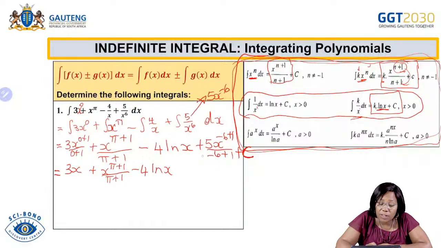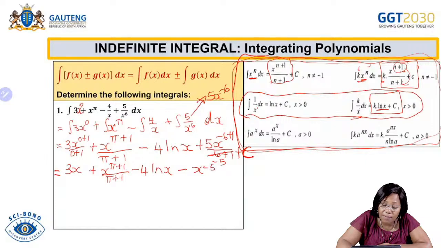And then for the last one, we are having a plus. Remember, this will be minus 5. Minus 6 plus 1 will be a minus 5. Then a plus 5 divided by minus 5, it's a minus 1, x to the power minus 5. Remember, 5 goes once there. We don't have that 5 anymore. And then this will be plus c there.